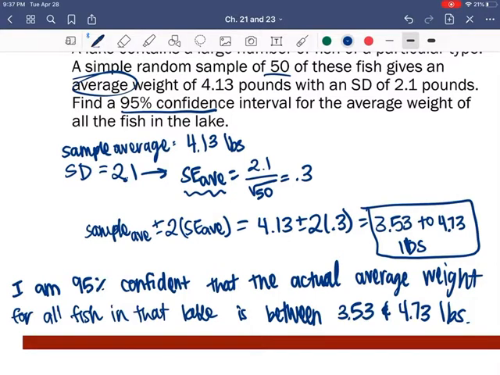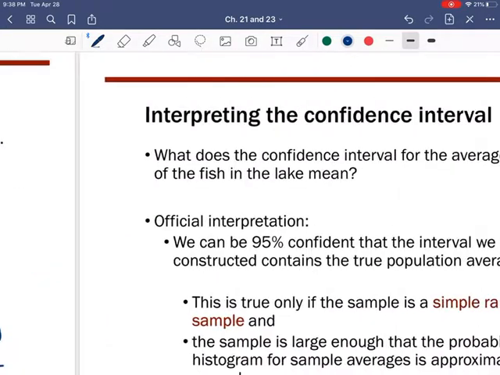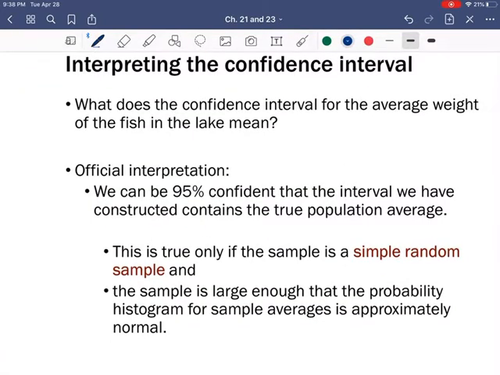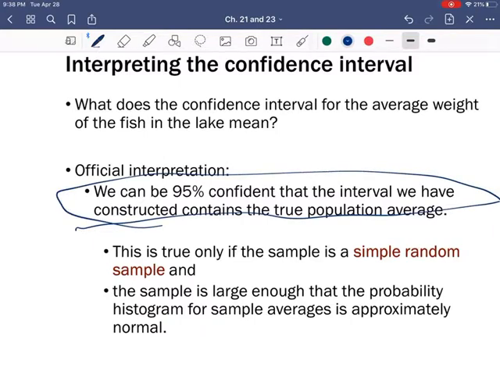Okay, this is how you interpret a confidence interval. 95% confident does not mean there's a 95% chance of that happening. What we're just saying here is 95% of the data should fall between this range, so we're 95% confident that the true average is within that 95% of the data. So that's what this is saying here. We can be 95% confident that the interval we constructed contains the true population average.